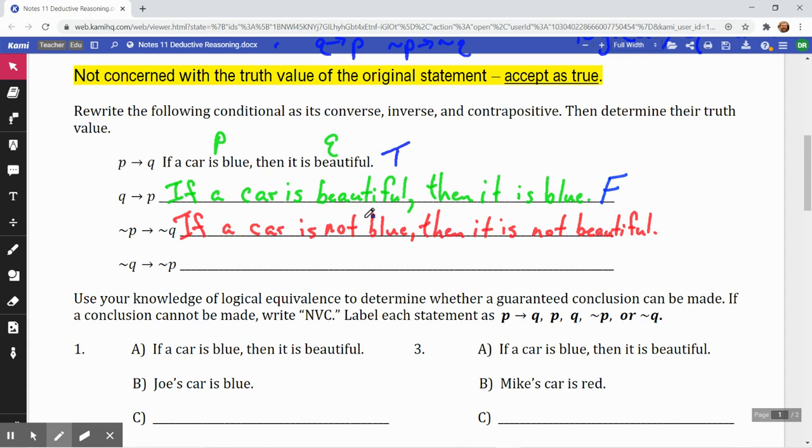So when this is telling us that we're going to talk about a car of a different color other than blue, we don't really know what to say about that car because we have no information given about it. Maybe this particular car is not beautiful, but it also could be. We don't have enough information to make that claim. And if you recall, the converse and the inverse right here are logically equivalent. So if one of these is false, the other also has to be false.